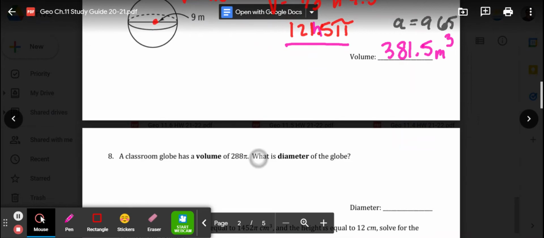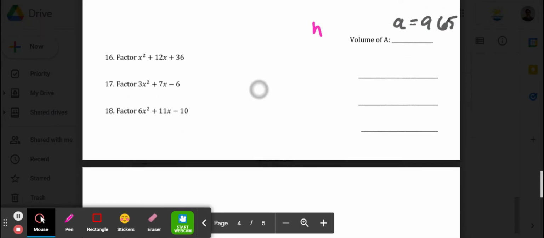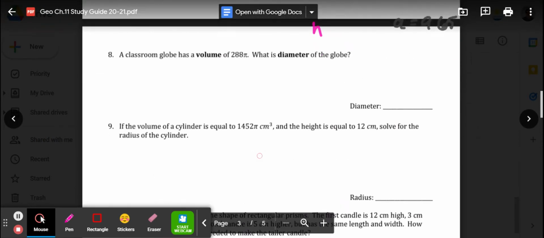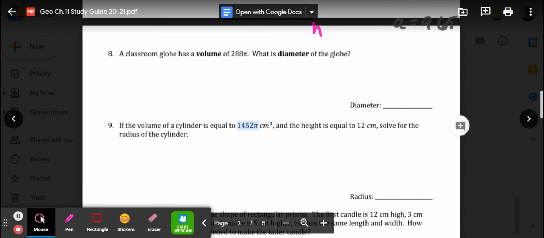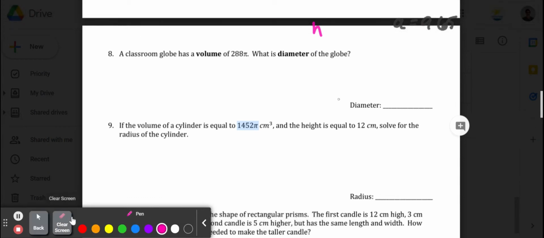Okay, question 8. How many questions are there? Well, those ones are a little bit faster. A classroom globe has a volume of 288 pi. What's the diameter? Okay, let's do this. Well, we just plug that in for the volume formula. We have 288 pi equals the volume of a globe, which is a sphere. So we're going to get 4/3 pi r cubed.